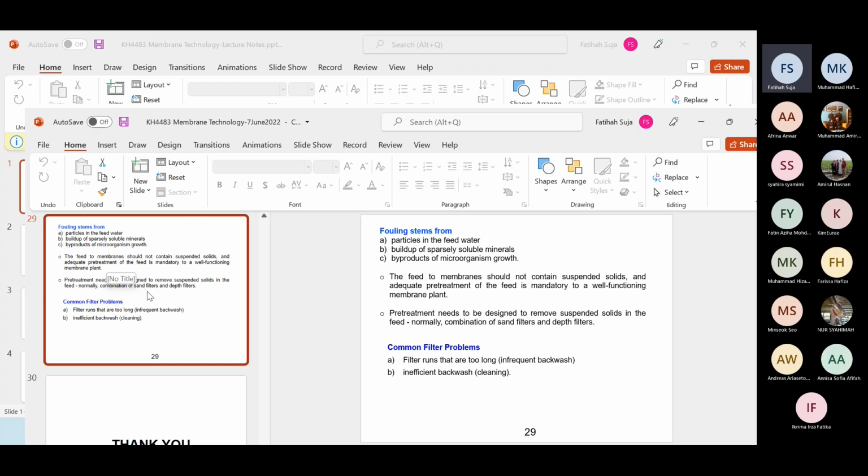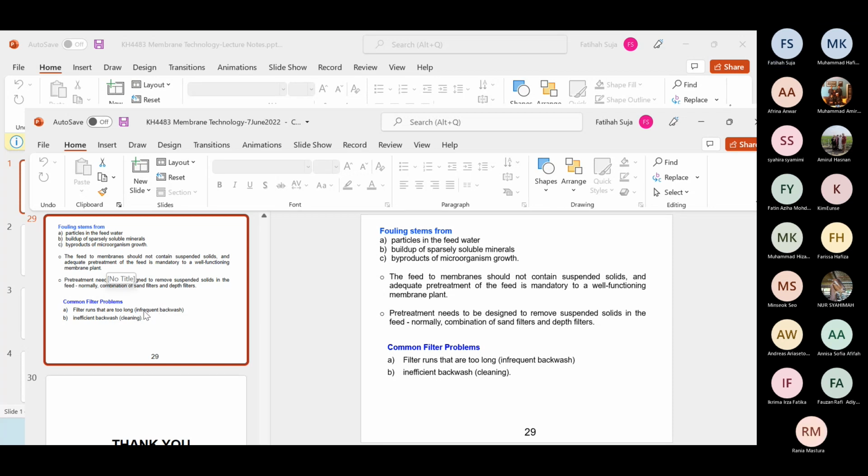Pretreatment needs to be designed to remove suspended solids in the feed, normally a combination of sand filters and depth filters. Okay. There are actually two common types of filter problems: those that occur from filter runs that are too long because you backwash infrequently, and those caused by inefficient backwash cleaning.